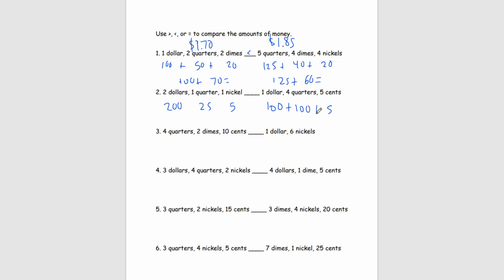Add these all together. 25 plus 5 is 30, plus 200 is 230, which is equal to $2.30. 100 plus 100 equals 200, plus 5 is 205, which equals $2.05. And then we know that 230 is greater than 205, so our answer is greater than for number 2.